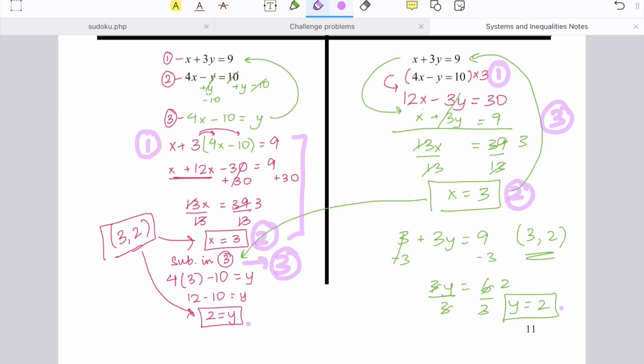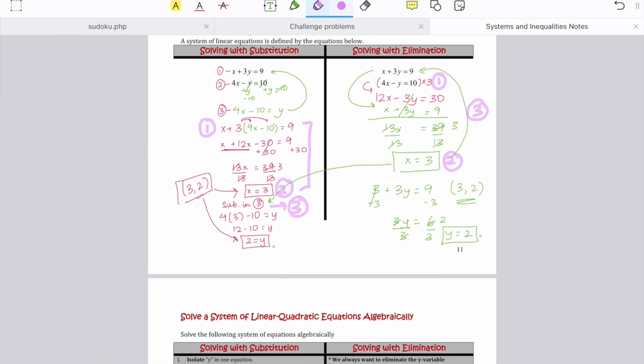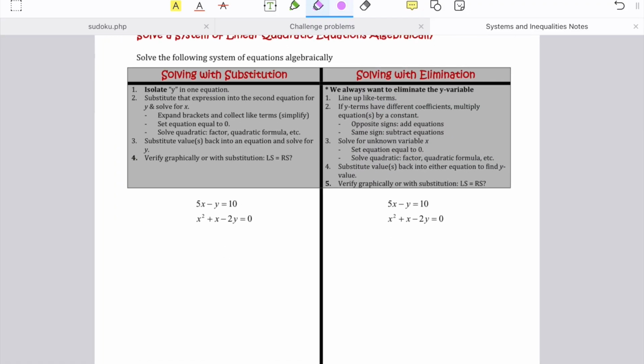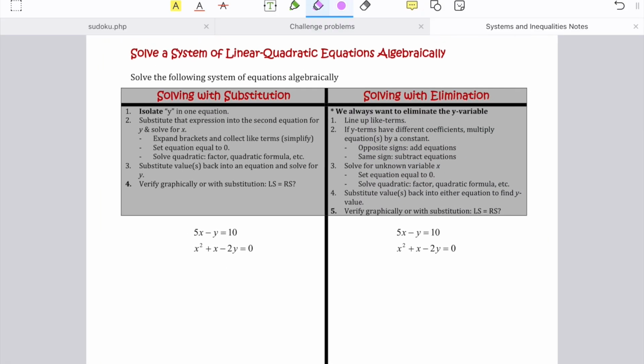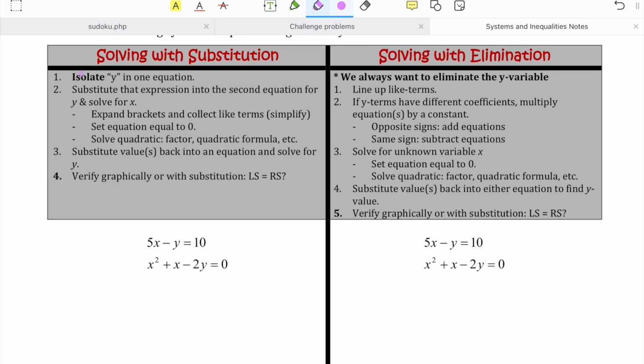Let's move on. When you're given linear and quadratic systems, things get a little bit tricky. You can solve using substitution and elimination again. Again, you isolate your y in the equation. You eliminate your y in your equation. You line up the like terms, and you solve using addition or subtraction. Find the value of y, substitute it, find the value of x.